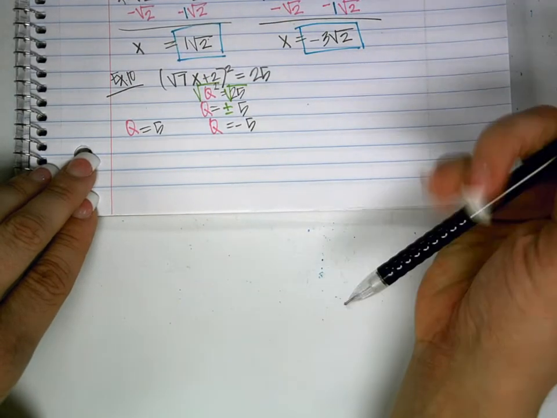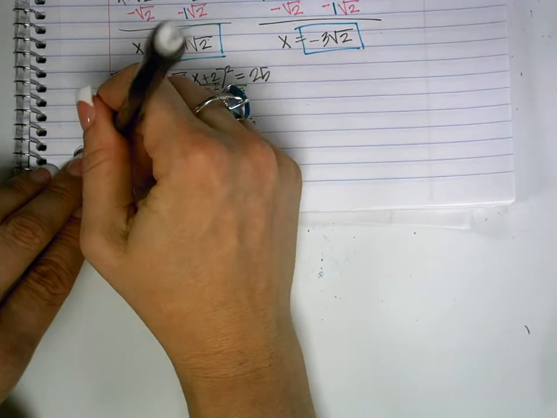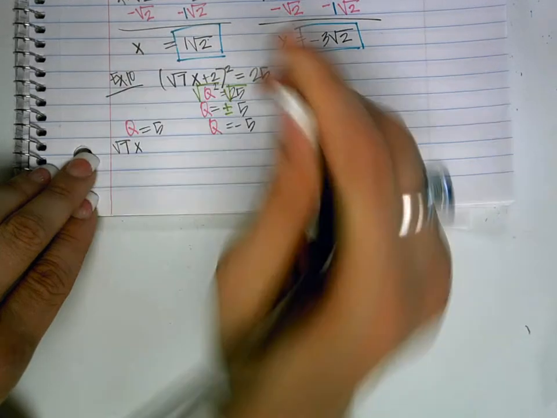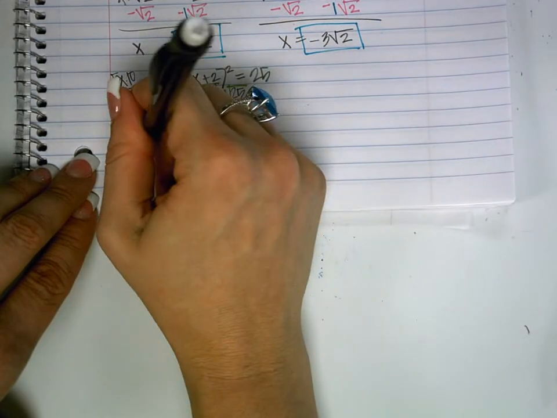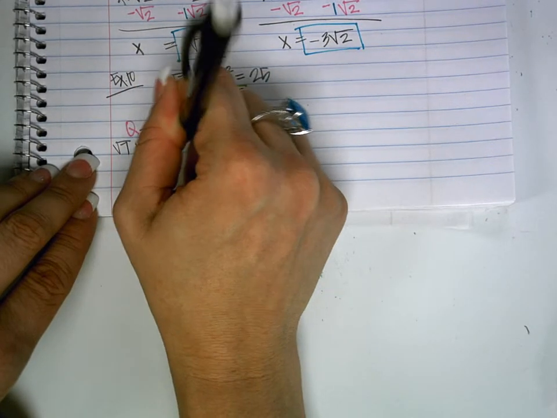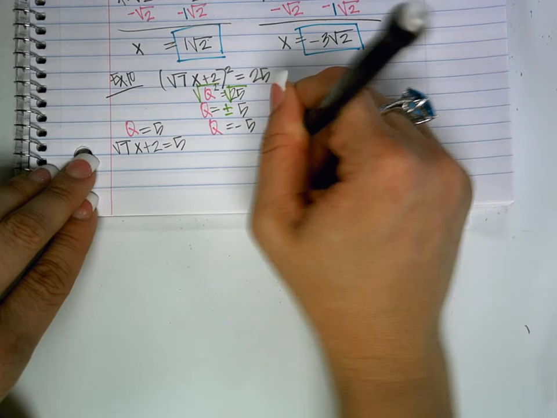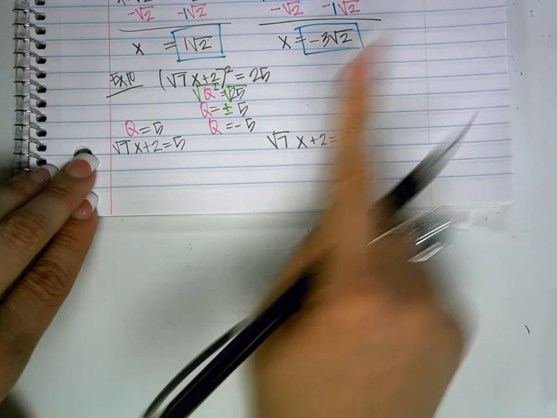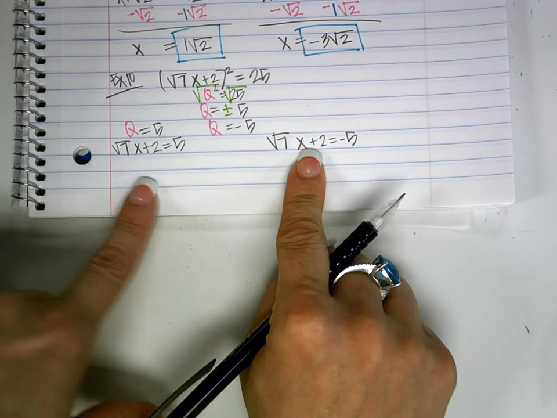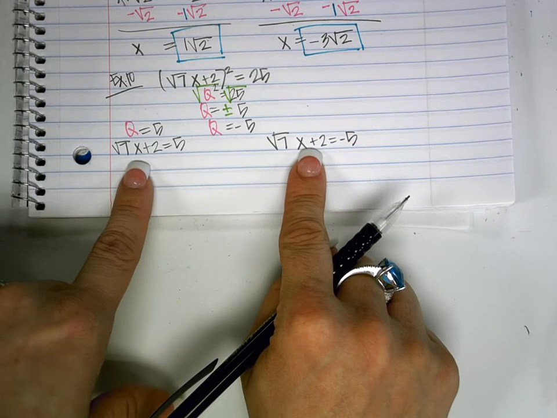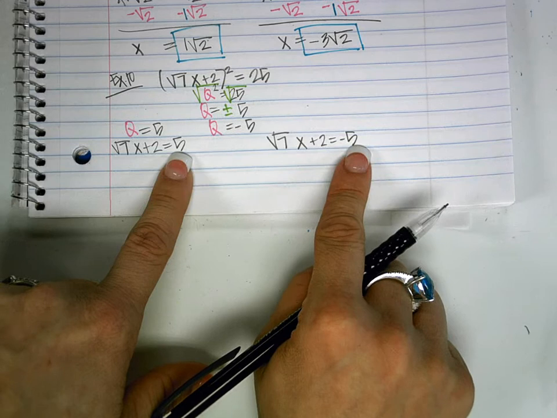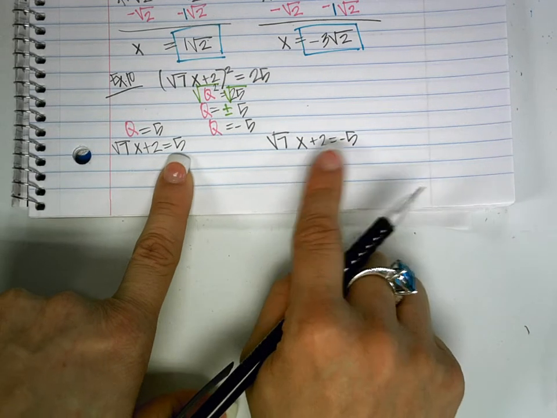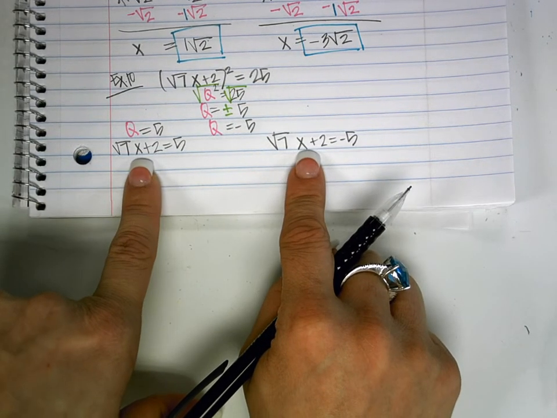Now, if you take something out, you have to put it back. So we have root 7. X is next to it, but not underneath. Plus 2 equals 5. And root 7x plus 2 equals negative 5. Make sure that what was inside your parentheses, you're not changing that, okay? The only thing you're splitting into 2 is the positive and negative 5. There's nothing that changes on that left side, though.